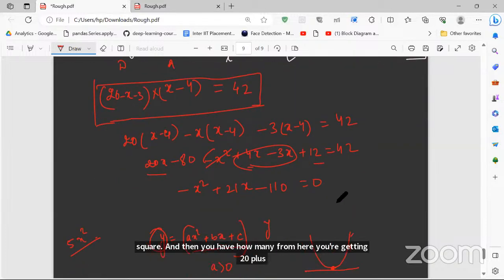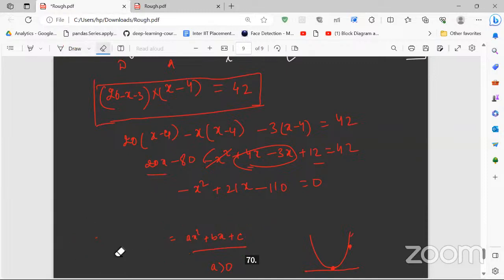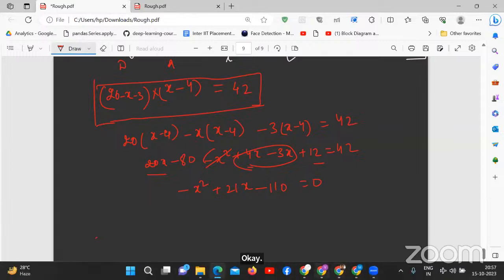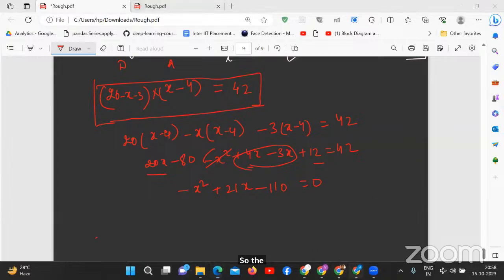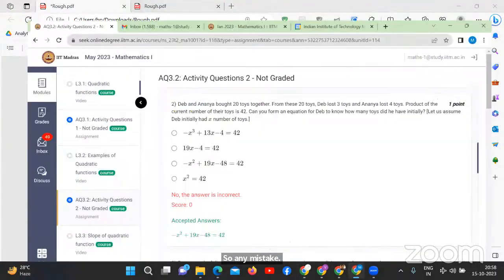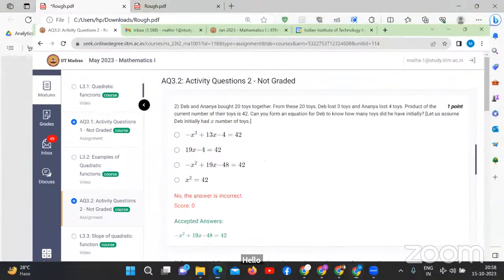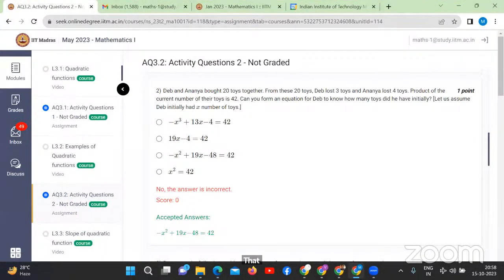Sir, it is wrong. I think there is a mistake. Sir, Dev and Ananya both have 20 together, so x plus y equals 20, and x minus 3 and y minus 4. Why do we use two variables? We can also use a single variable. This is correct, I guess. I don't think there is any issue.